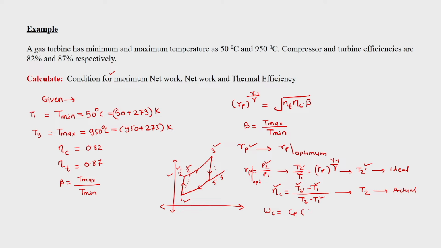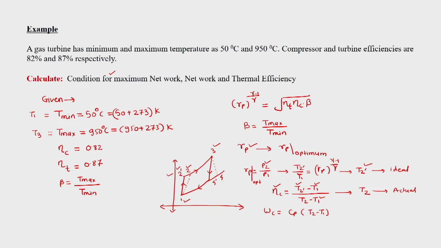WC is Cp into T2 minus T1. We know the specific heat of air is 1.005 kilojoule per kg Kelvin. So, knowing this we know the net compressor work. Having the compressor work known, then we can find out turbine work, but for turbine work we should know T4. So, to know T4, basically first what we have to do is we know Rp.